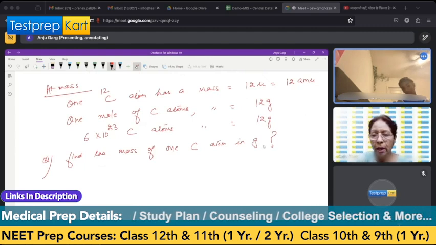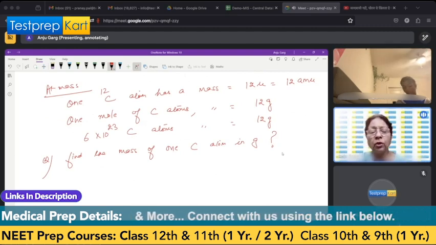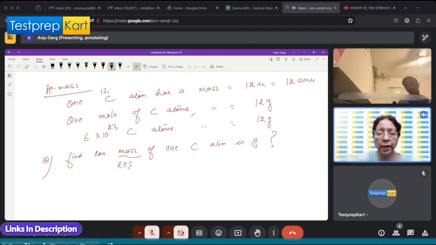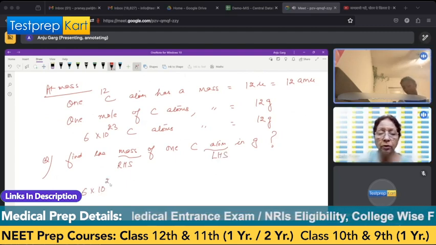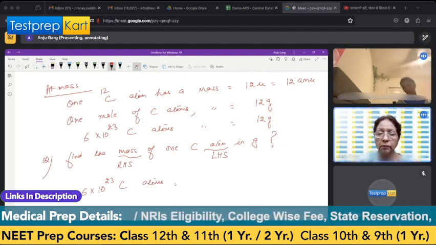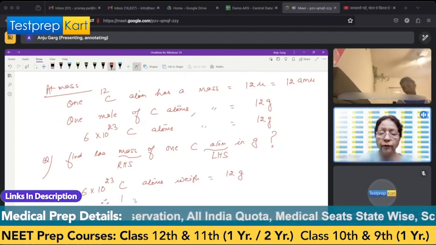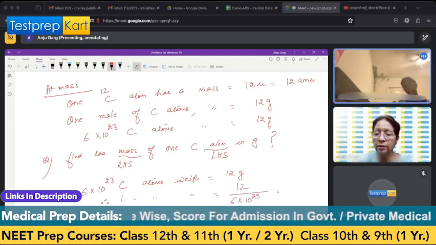You will just apply unitary method, which we do in maths. If 5 apples are costing this much, then how much will 25 apples cost? Whichever thing you want to find out should be on the right hand side. Like we wanted to find out the cost, so cost was coming on right hand side. So here you want to find out the mass, so mass you will take on the right hand side, and number of atoms should be on left. So these many carbon atoms weigh 12 grams. Therefore, 1 carbon atom weighs how much? It is the reverse: 12 divided by 6 into 10 raised to power 23.